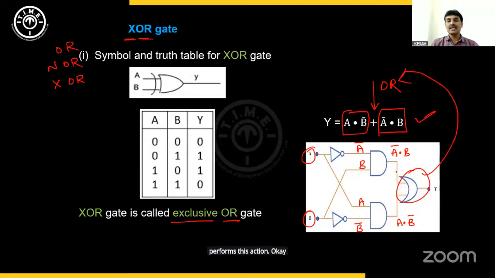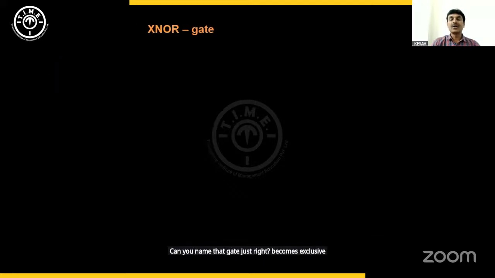So this is the exclusive OR gate: A dot B bar plus A bar dot B. That is the exclusive OR gate. What if this output is negated? Can you name that gate? Just try it. It becomes the exclusive NOR gate. That's what XNOR is: exclusive NOT OR gate.